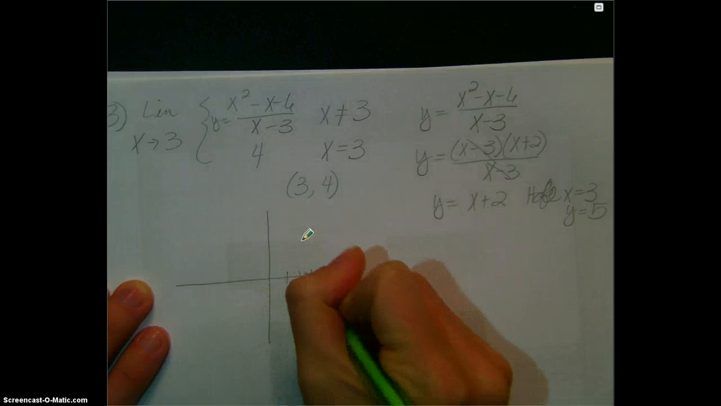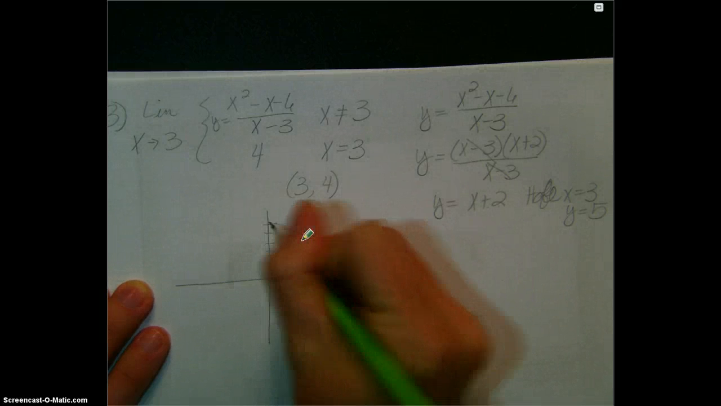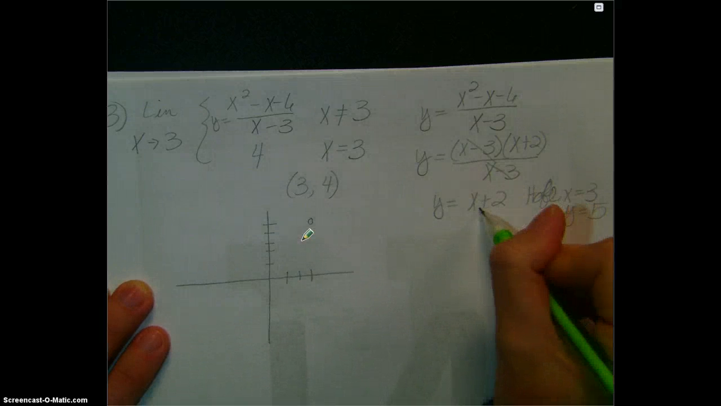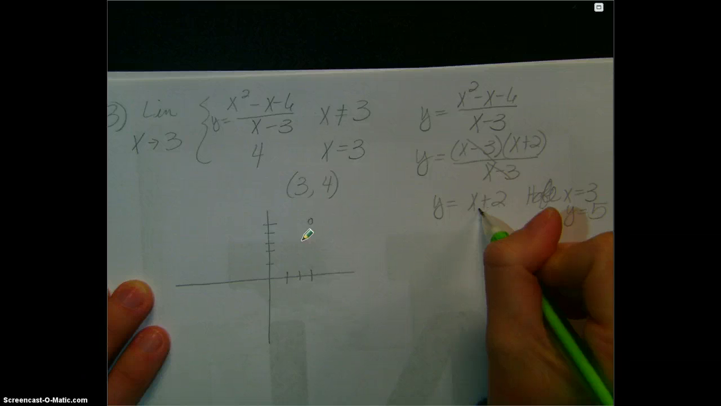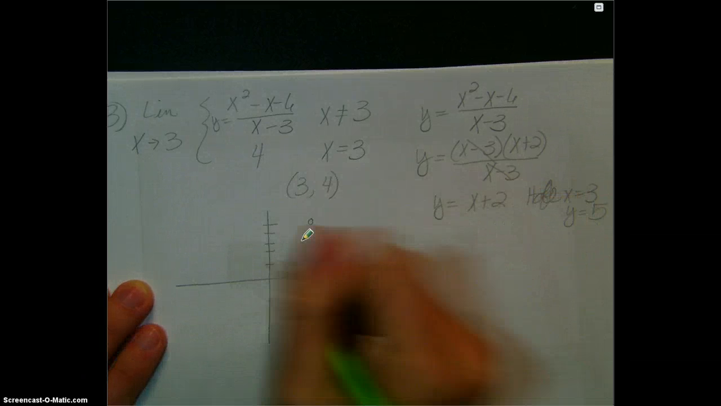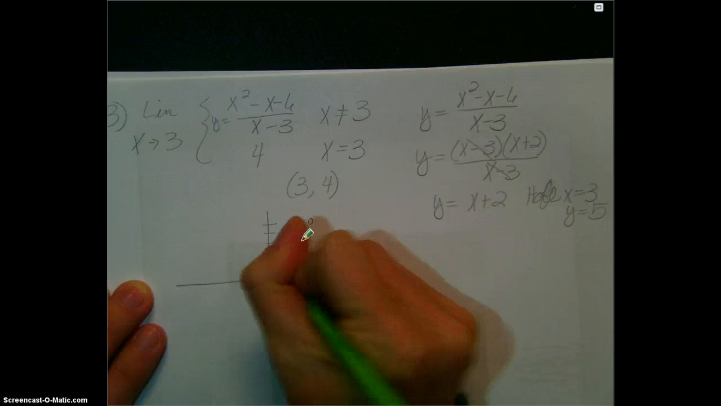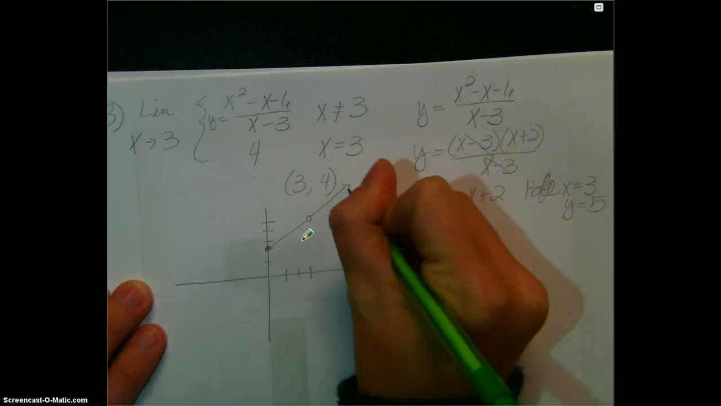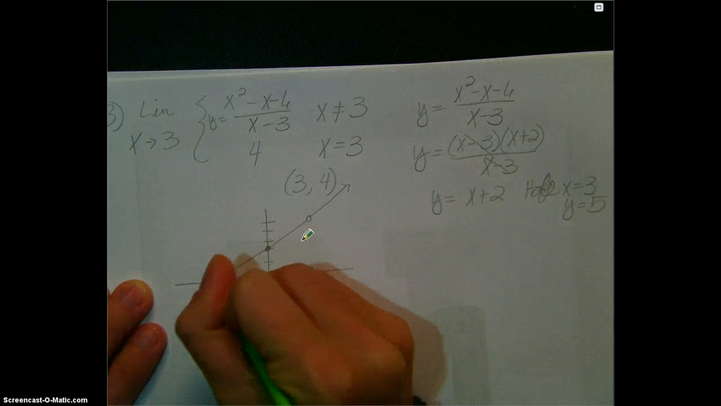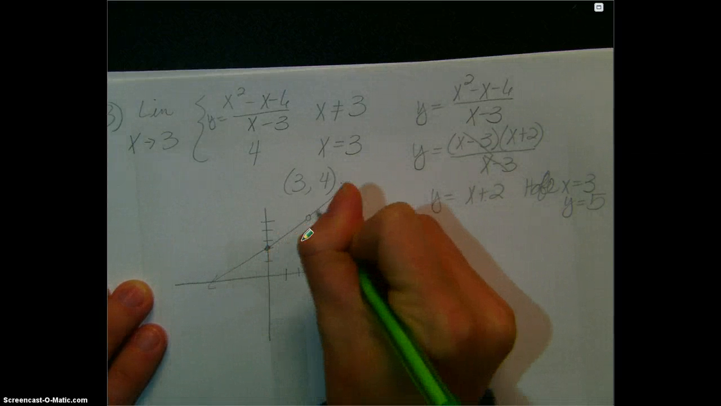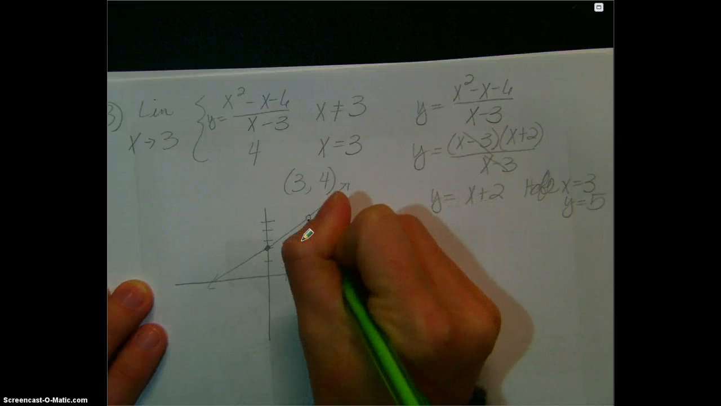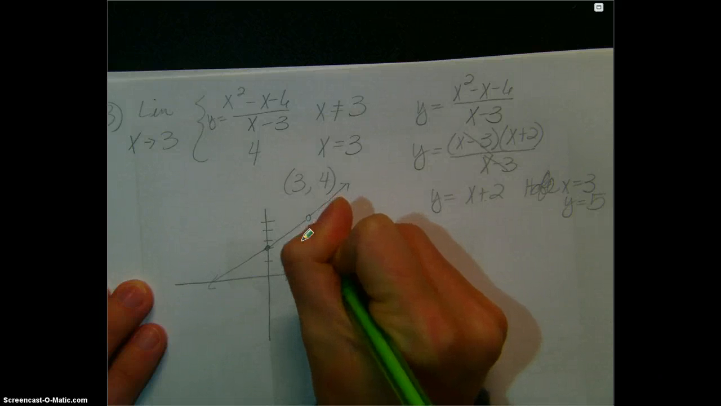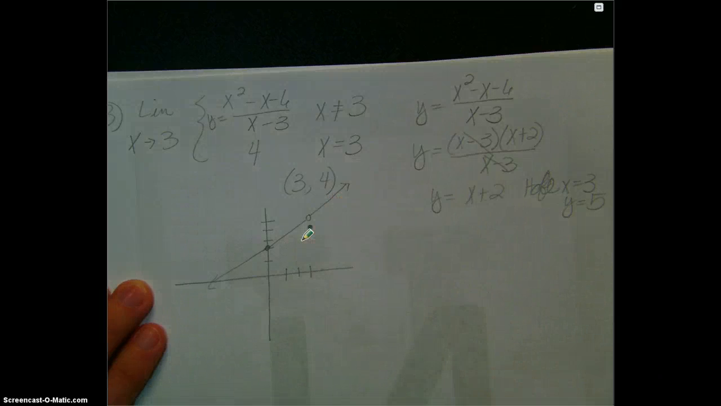Let's go over here and graph that. So there's my hole right there. And then I'm going to graph just this line is all that I have left. So I've got a slope of 1, or you could say you have a y-intercept of 2, either way. And so this is kind of what my graph looks like. And I'm only working with this graph where x is not equal to 3. So this is going to be everywhere except for where my hole is right there. Now where that hole is, it's now told me that I have this point right here at 3,4. So there's the point right there.